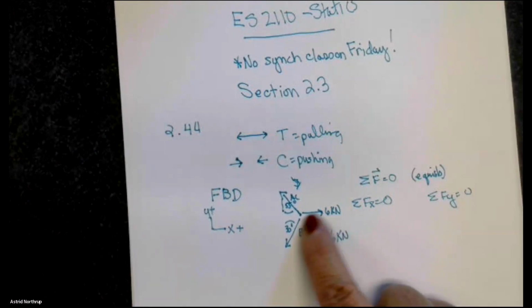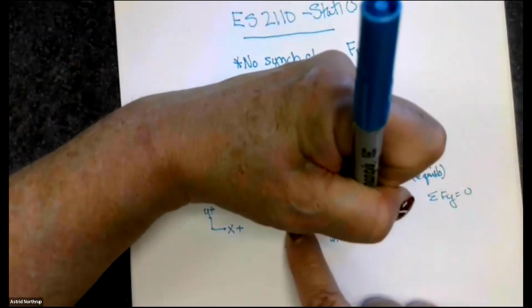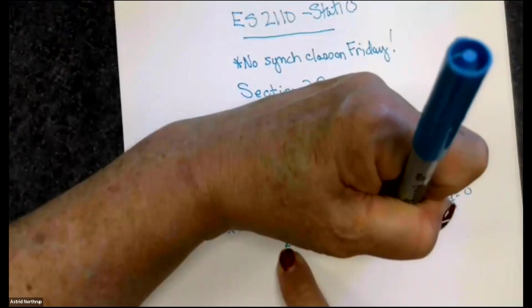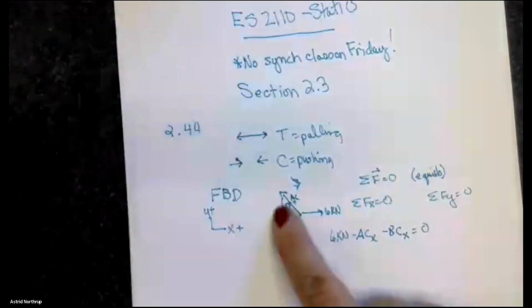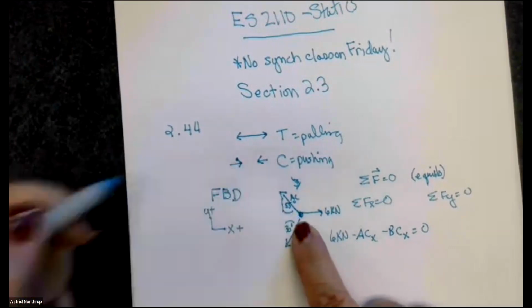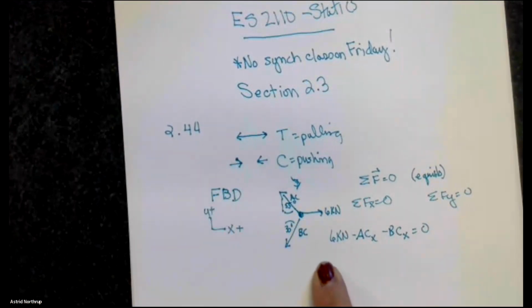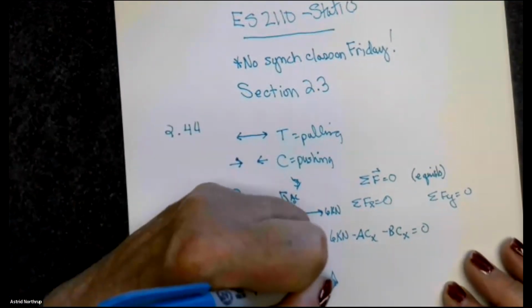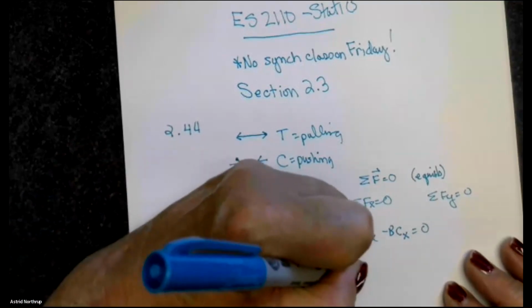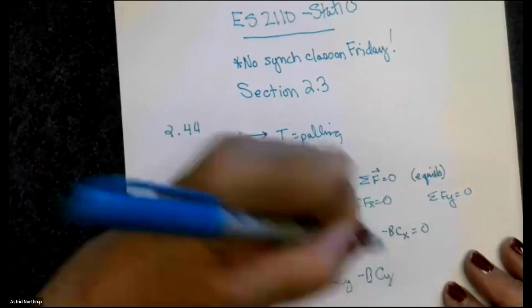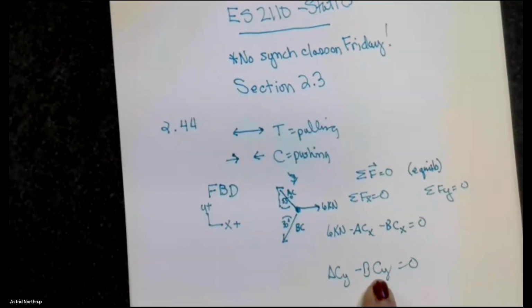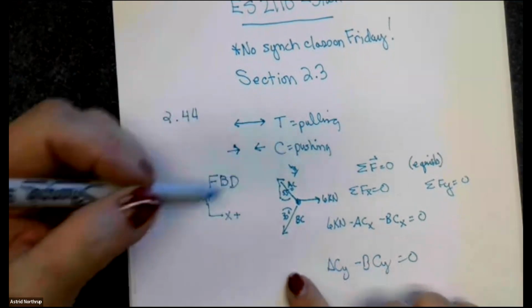All right, so 6 kilonewtons is positive, but the AC component in the X direction is negative because it pulls to the left, as does the BC component. And those are the only three X-directional forces acting on the connector right here. So those three things will add to 0. All right, what about in the Y direction? Well, all we have is a positive AC in the Y direction and a negative BC in the Y direction. This has no Y directional component. So it's just these two things are equal to 0. All right, so now let's talk about what is BCY.